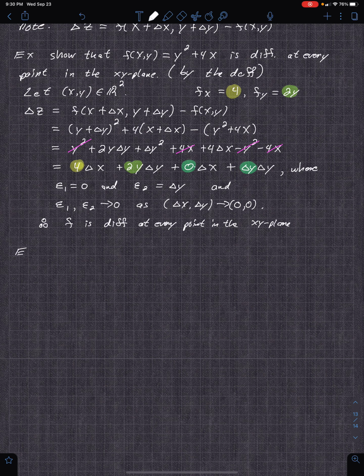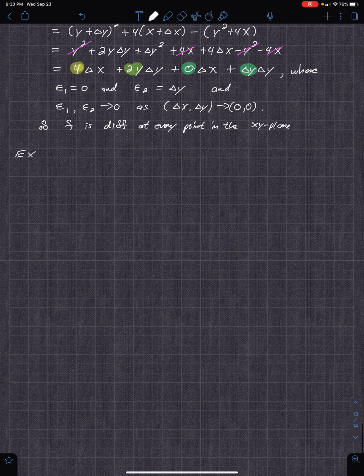Okay, so this next example, try on your own. I don't have it written up, so you can just try it. We can look at it later if you want. So show that f of xy equal to x squared minus 3y is differentiable on the xy plane. At every point in the xy plane is how you can say it.